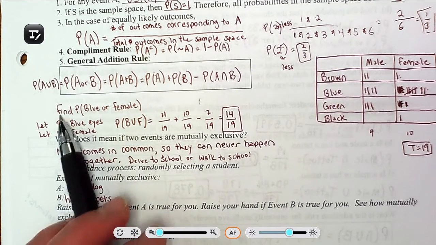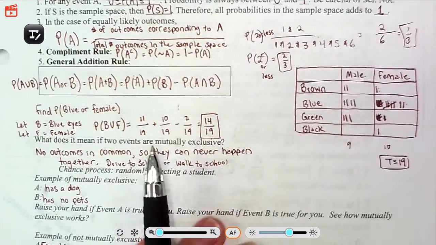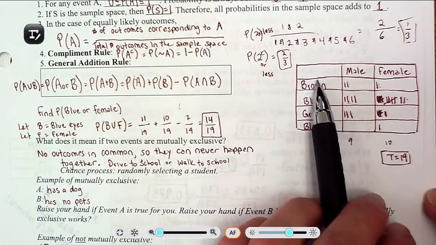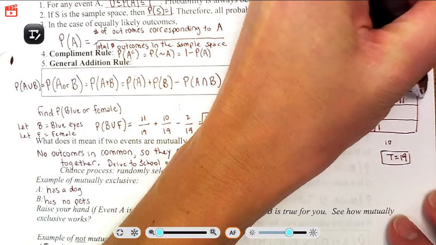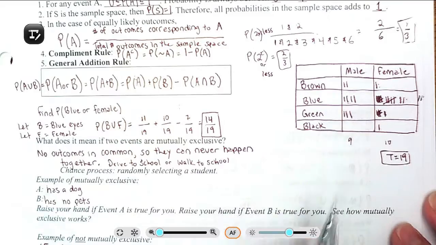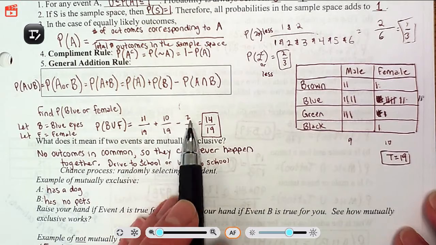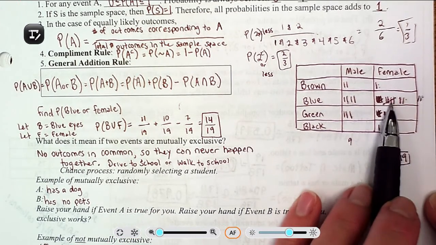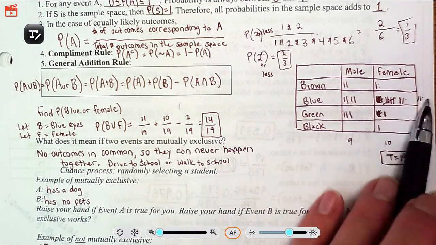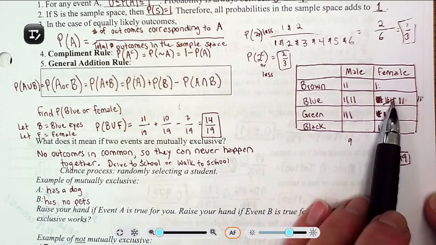So let's look at this example, the probability of blue eyes or female. Let's check out this table. Okay, so what we should do is we should add up all the blue-eyed individuals, which is 11. Add up all the females, which is 10, but then when I add up 11 and when I add up 10, I have added this square in these to make 11 and in these to make 10. So I've counted this square twice.